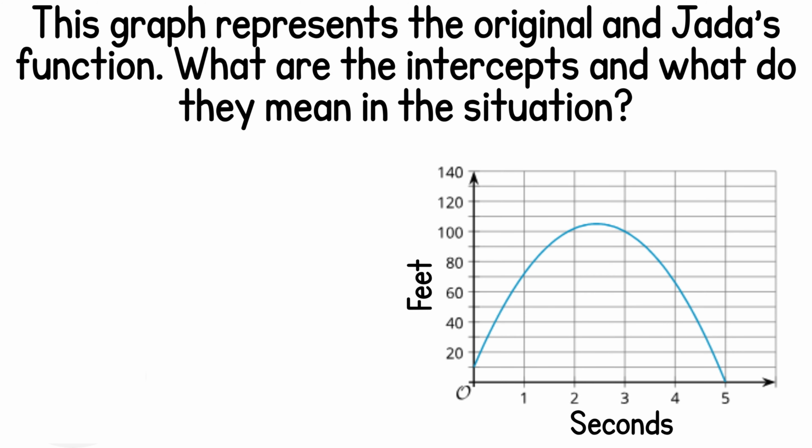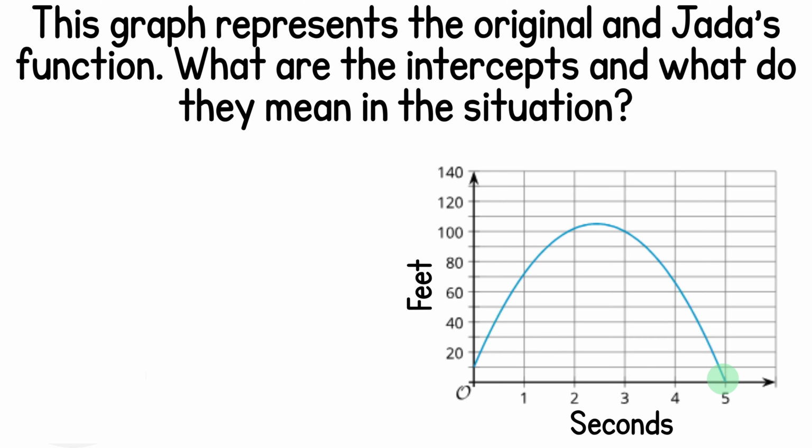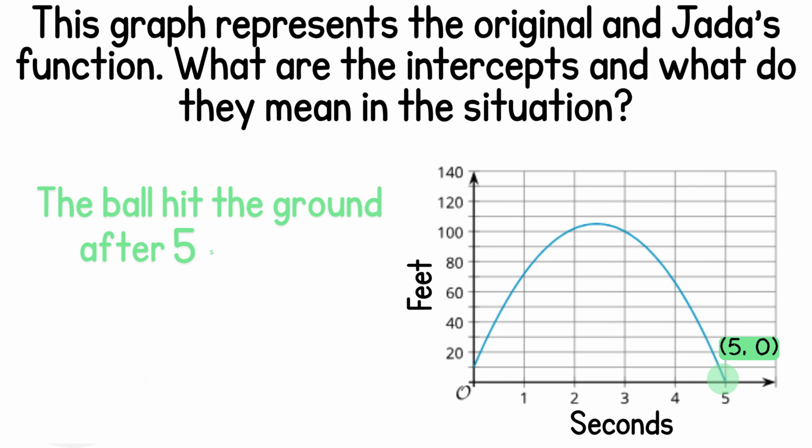If we look at the graph, we can see that the x-axis represents the seconds and the y-axis represents the feet. We can see that our y-intercept happens here at the point 0, 10. So this tells us that the initial height of the ball was 10 feet, since 0 seconds have passed. If we look at the x-intercept, this happens at the point 5, 0. So this tells us the ball hit the ground after 5 seconds, since the height would be 0.